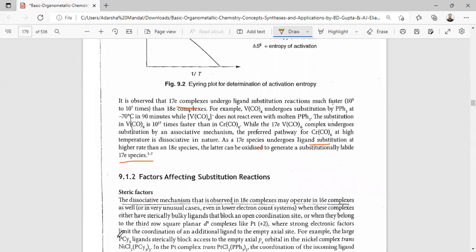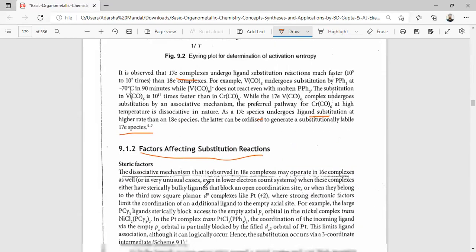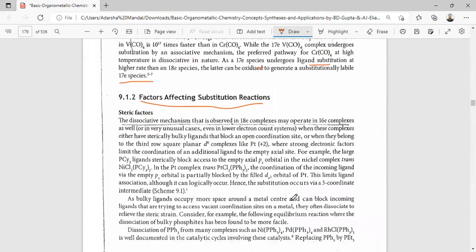So, factors affecting the substitution reaction. The first one is the steric factor. The dissociative mechanism that is observed in an 18-electron complex may operate in a 16-electron complex as well, when the complex either has a sterically bulky ligand that blocks an open coordination site, or belongs to the third-row square planar d8 complexes like platinum, where a strong electronic factor limits the coordination of an additional ligand to the empty axial site.